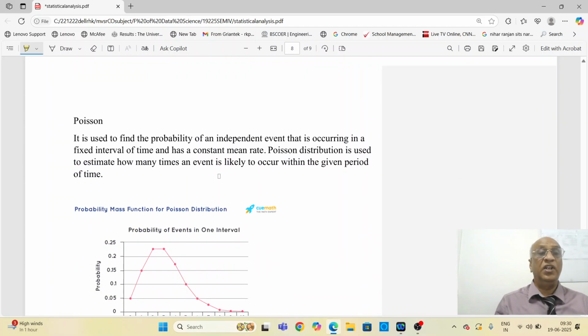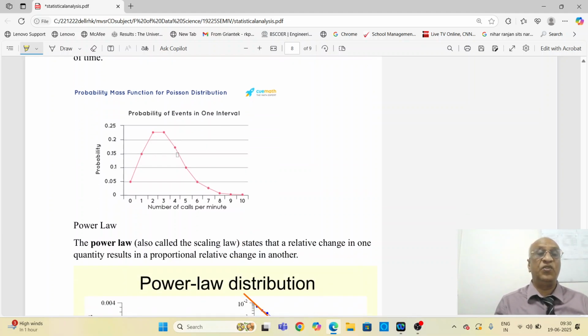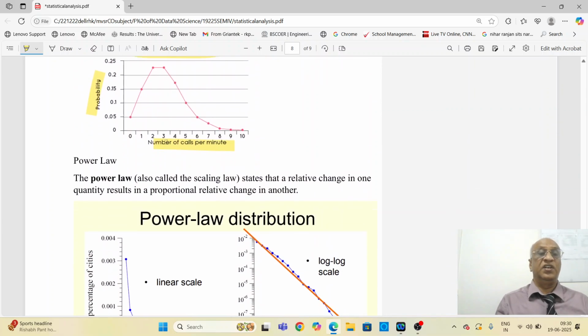Let us come to the next statistical distribution, called the Poisson distribution. What the Poisson distribution does is find the probability of an independent event occurring in a fixed interval of time with a constant mean rate. It is used to estimate how many times an event is likely to occur within a given period of time. See here, number of phone calls per minute, this is the probability of the event in one interval. So this is about the Poisson distribution.